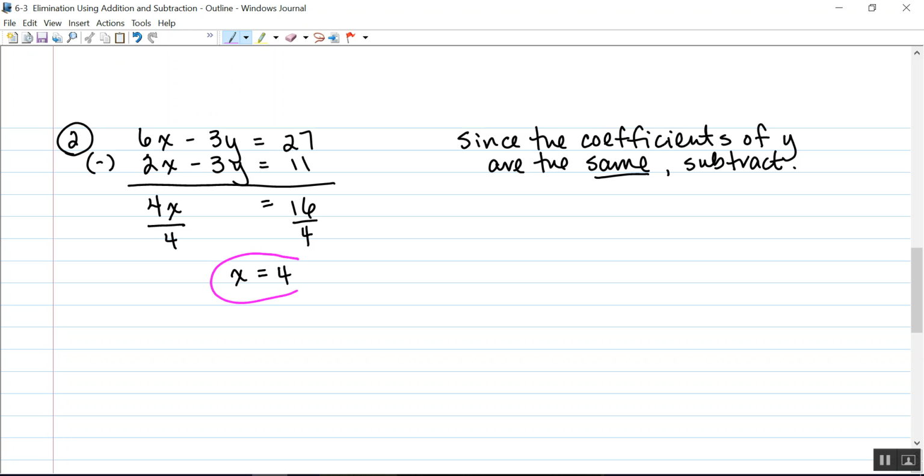Now I can take that x and substitute it into either of the original equations. I think I'll do the second one because the numbers are a little smaller. I kind of like the looks of that. But it should work in either one, so don't worry about which one you put it into.